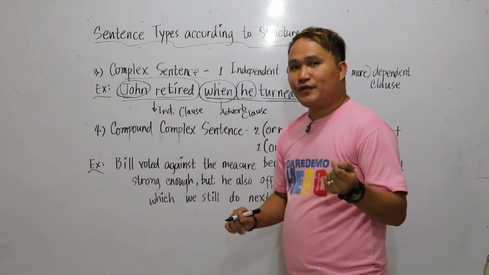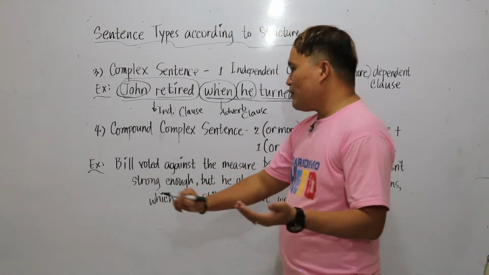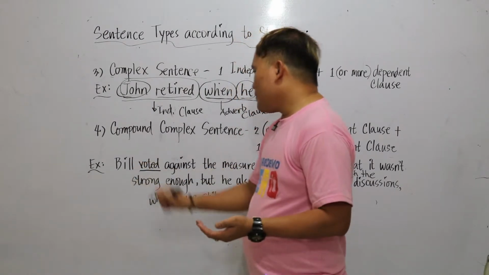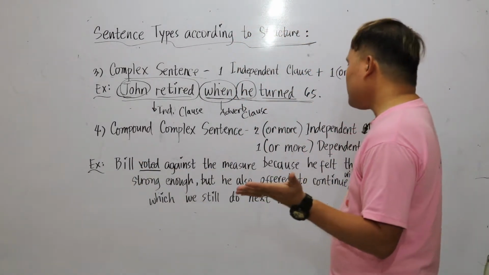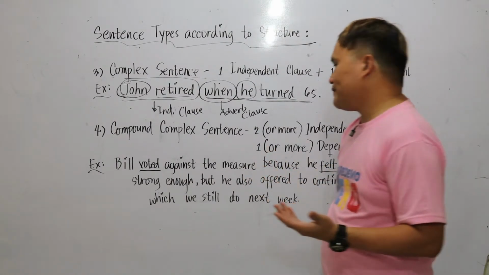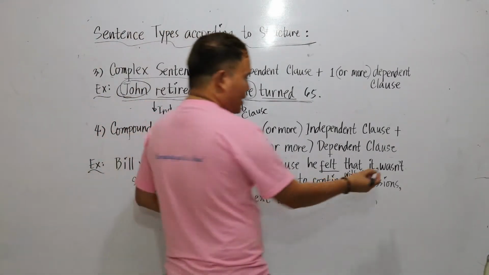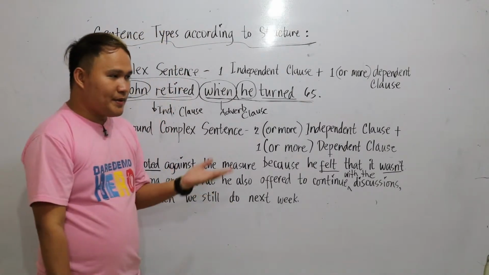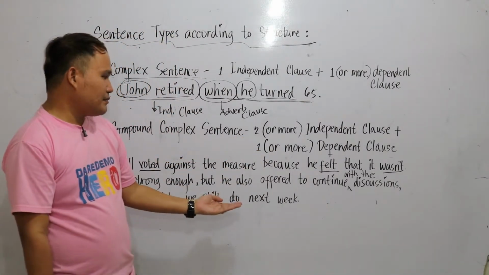Let's try to identify first the verbs. What are the verbs in this sentence? We have voted. Okay? Again, we will underline the verb, voted. Any other verbs you can find? Felt. Okay. What else? Wasn't. Okay. This is a past form of the linking verb is. Wasn't or was not. What else?